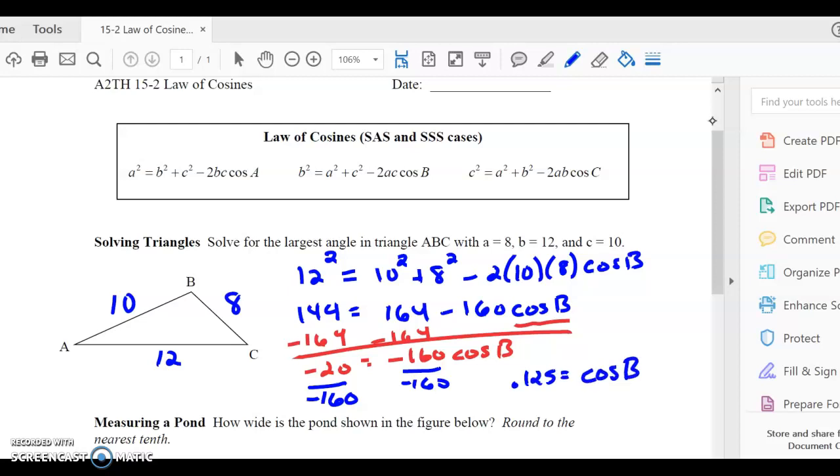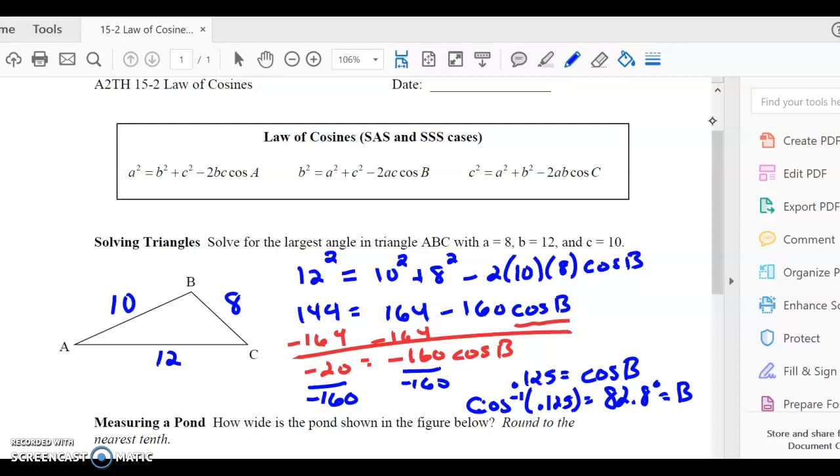And we know from last chapter that we can evaluate this by doing the inverse cosine of 0.125. And we'll end up getting 82.8 degrees. Remember, you've got to be in degree mode this chapter. And so that's your answer, 82.8.